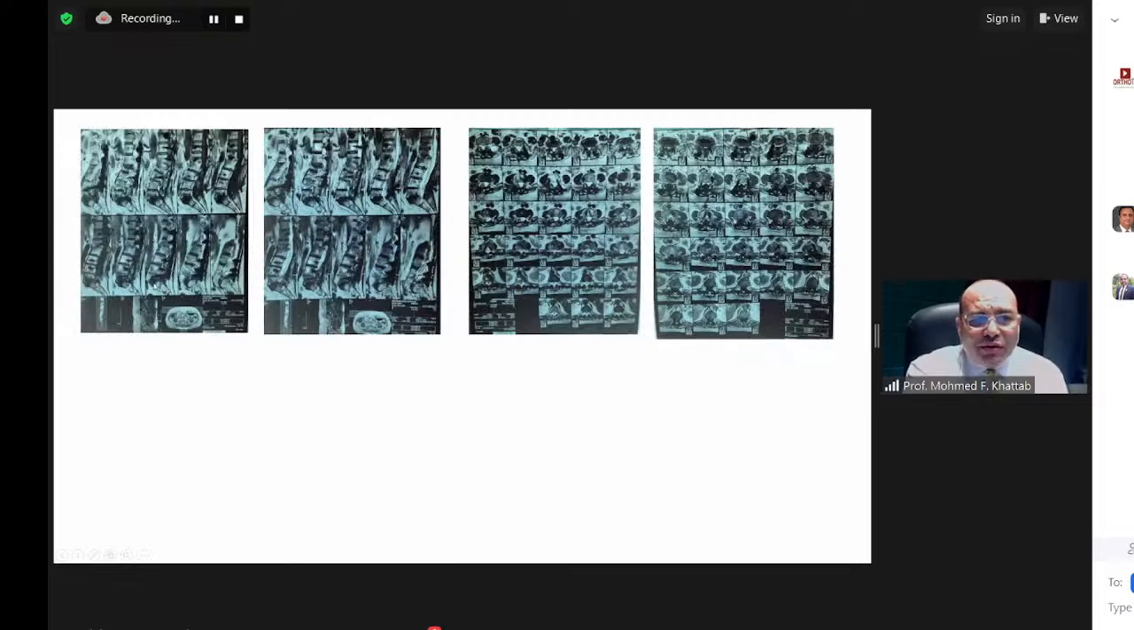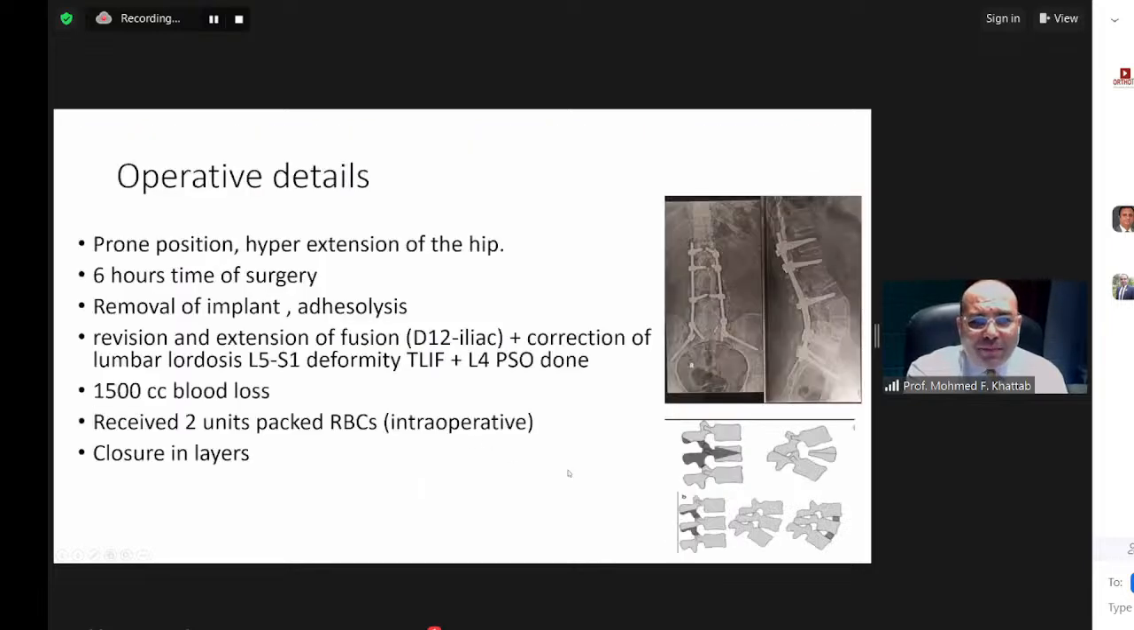MRI can show you the signal intensity around the L5S1. So it is really painful and unstable. And I went to do what is called deformity TLIF at the L5S1 level and the pedicle subtraction osteotomy at L4 to correct the spinopelvic mismatch.